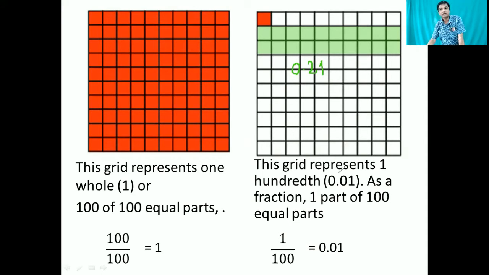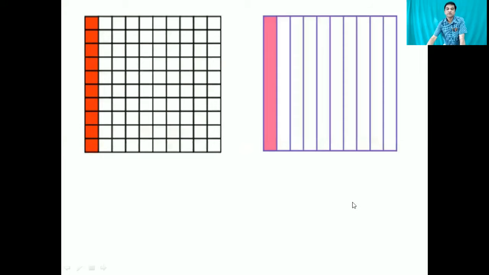Okay, so now we are going for the next discussion. Now you will be able to see there are 2 squares of the same size. The first square is divided into 100 equal parts. The second square is divided into 10 equal parts. Now, out of 100 equal parts, 10 parts are shaded in the first square. Out of 10 equal parts, 1 part is shaded in the second square.